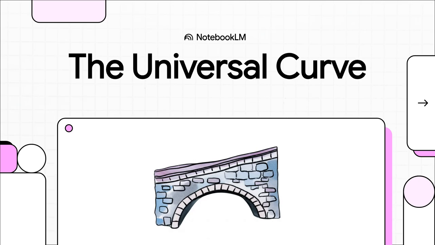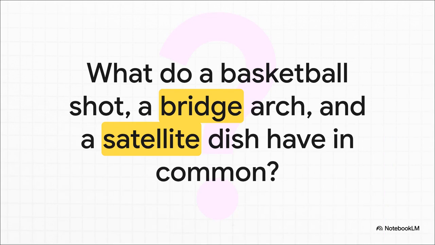All right, welcome. Today we're going to demystify a piece of high school math that, believe it or not, secretly runs the world around us. Yeah, we're talking about that simple, elegant curve that shapes everything from a home run all the way to a giant suspension bridge. Okay, let's dive right in.